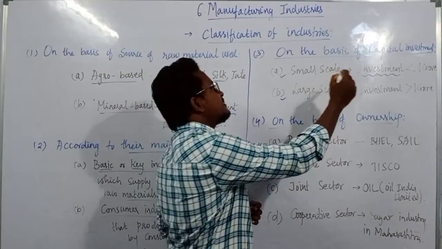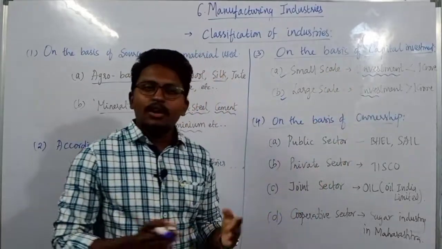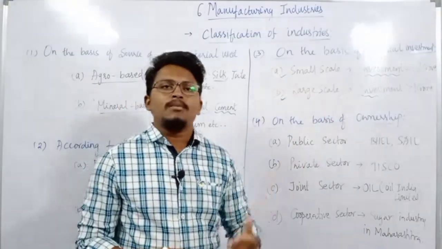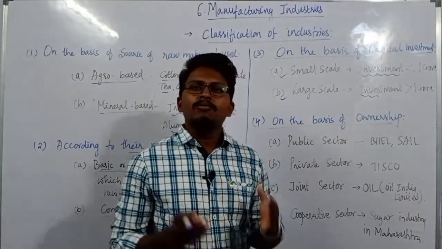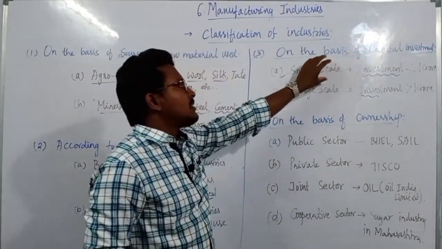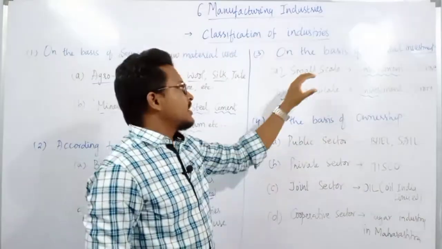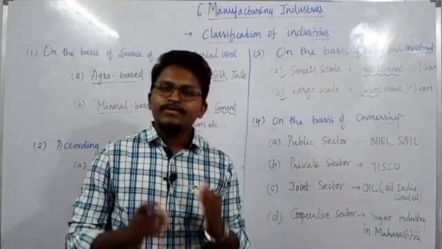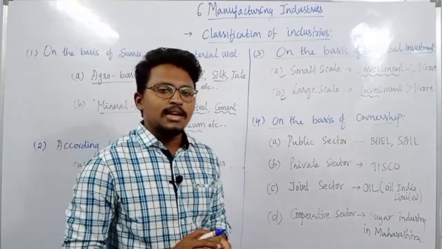But this might change from time to time. Now it is 1 crore, maybe in future it might become 2 crore. We don't know. But as of now, if the investment is less than 1 crore, we call them small scale industries. If the investment is more than 1 crore, we call them large scale industries.